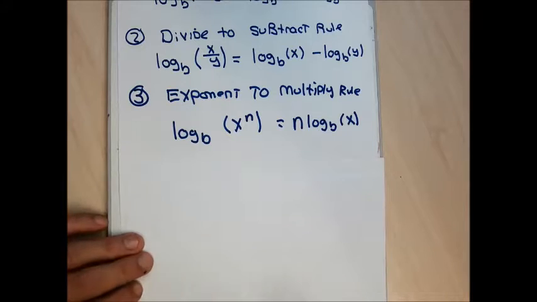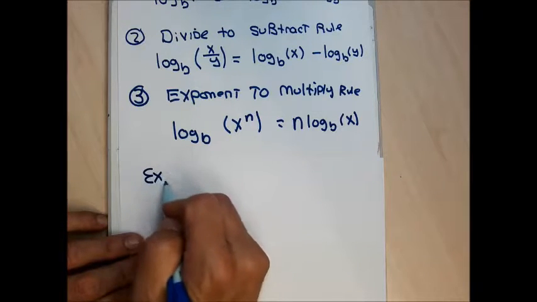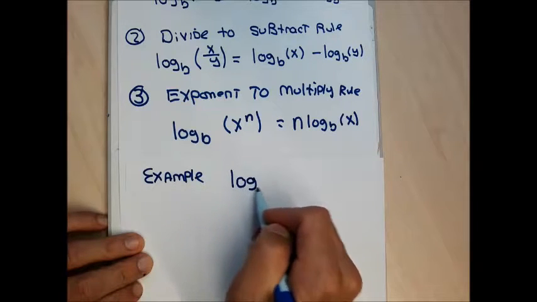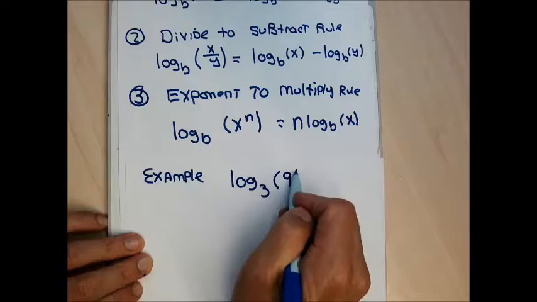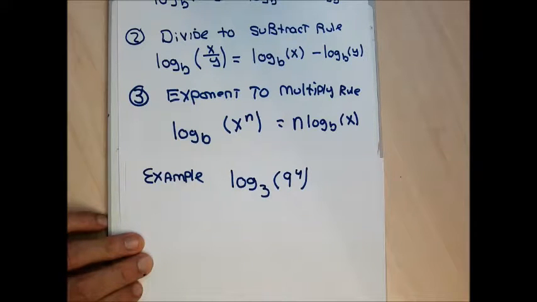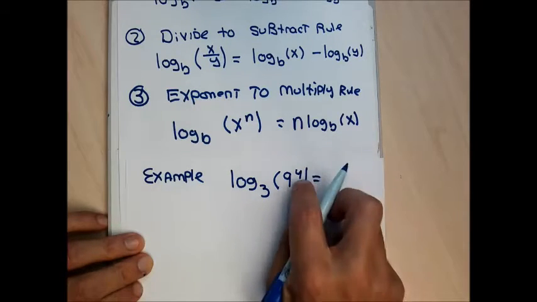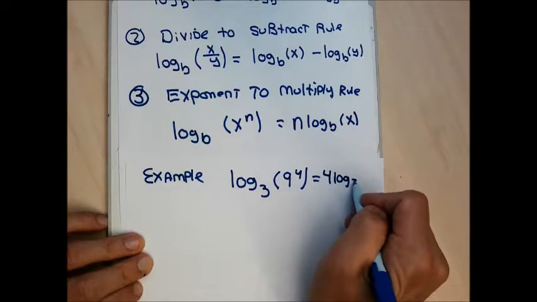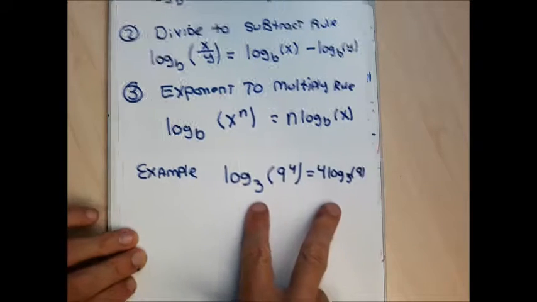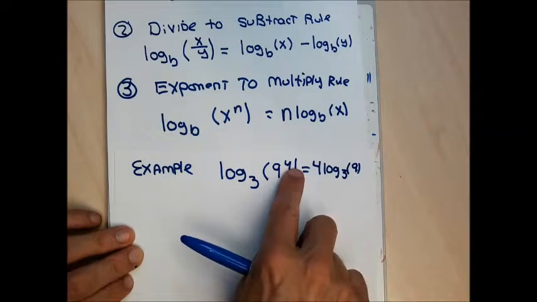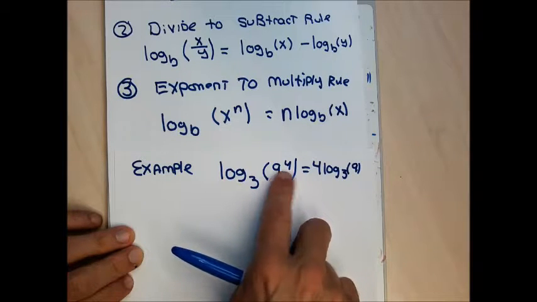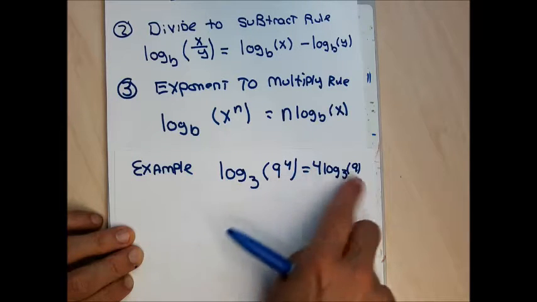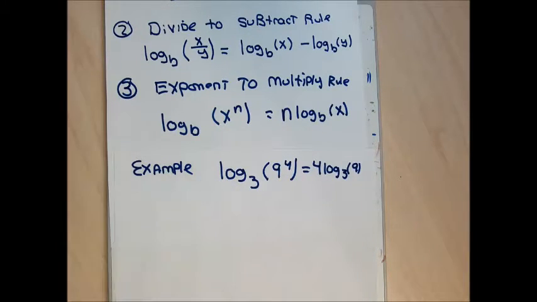So here's an example of the exponent to multiply rule. What it says, the exponent to multiply rule says that if I have one logarithm with an exponent, that I can take that exponent and drag it in front of the logarithm and leave everything else the same. That rule says that these two logarithms are equal to each other, because in this case the n is 4 and the x is 9. So if you have an exponent that's an exponent to an argument, you could drag that out front. Let me show you that both of these equal to each other.